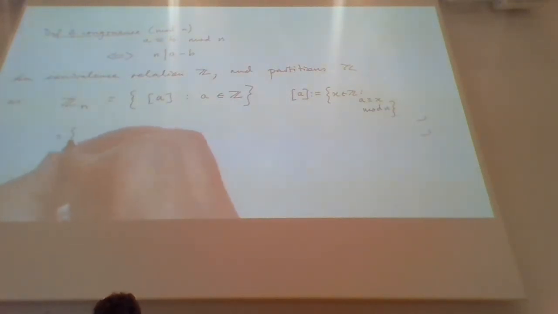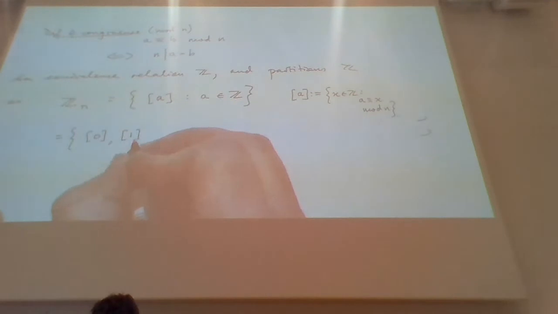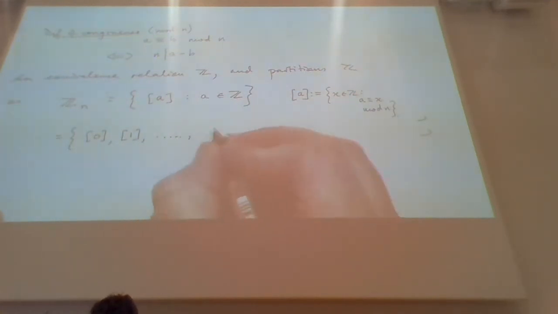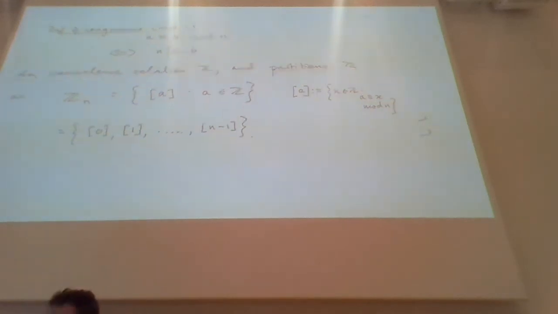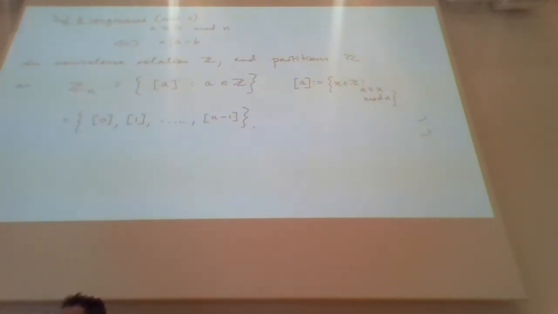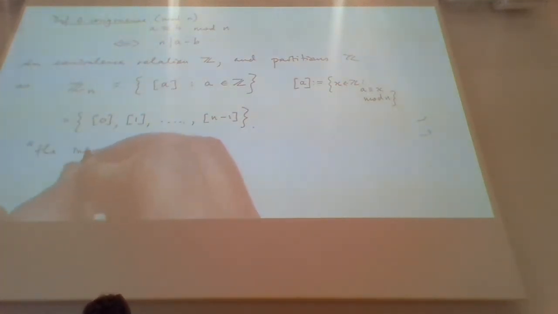And it turns out, because of the link between congruence and small remainders, you can produce a standard set of representatives for these as the small positive remainders 0 through n minus 1. So this system is the integers mod n.